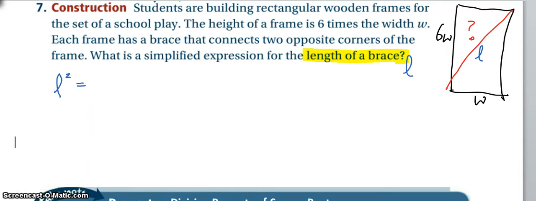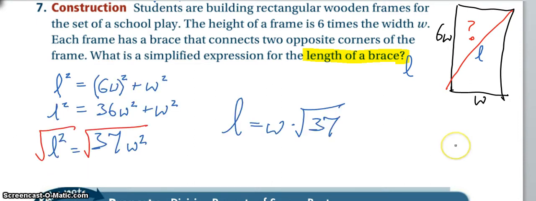If you have not paused and solved this yet, do it now. Alright, same process as we did before. We should end up with the length of that brace being the width of the door, or the bottom of the door, times the radical 37.